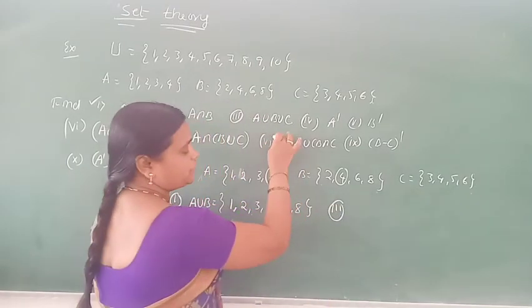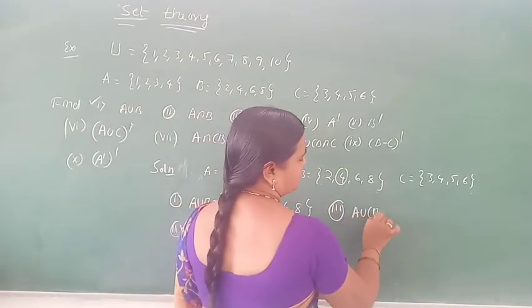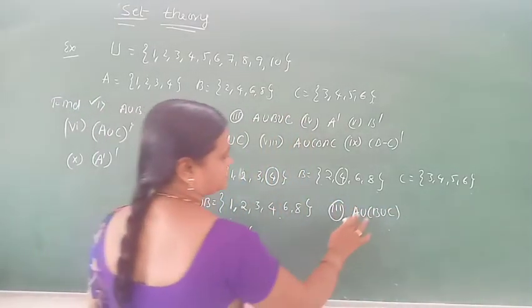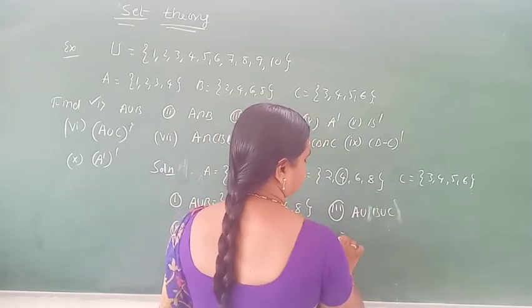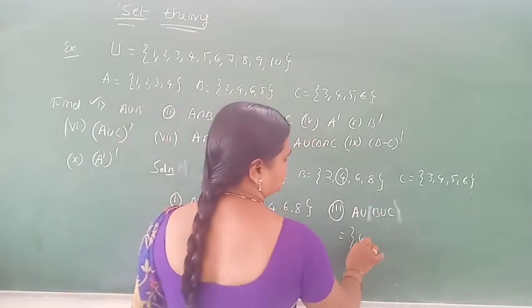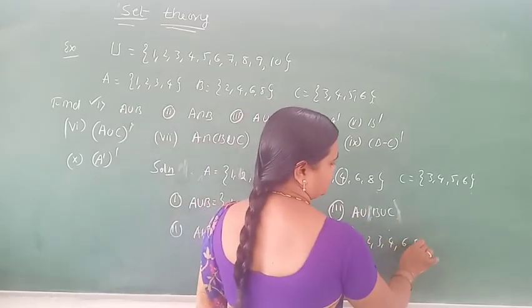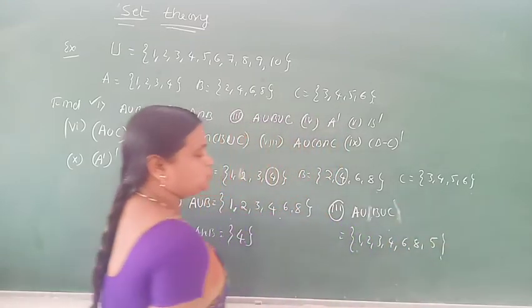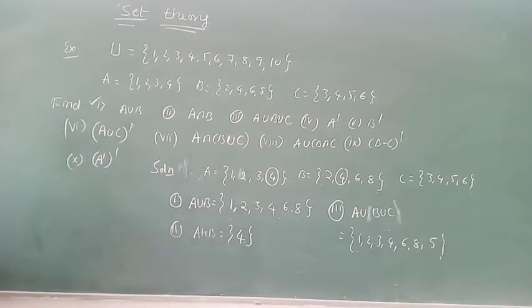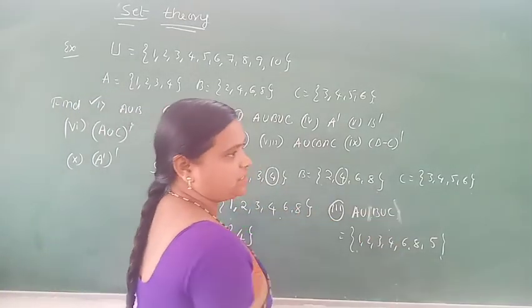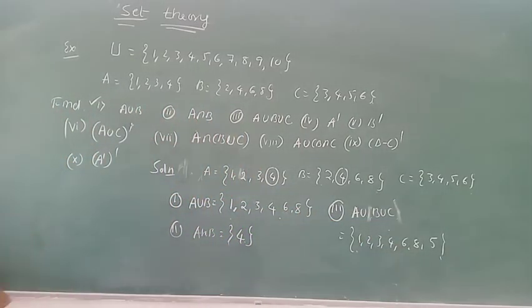And the third one is A union B union C, meaning the elements present in A, B and C. A union B union C: all elements, 1, 2, 3, 4, 6, 8, 5. So 1, 2, 3, 4, 5, 6, 8. This is A union B union C. Means we take the elements belonging to A, B and C. Common elements we take only one time. This is how we can calculate.